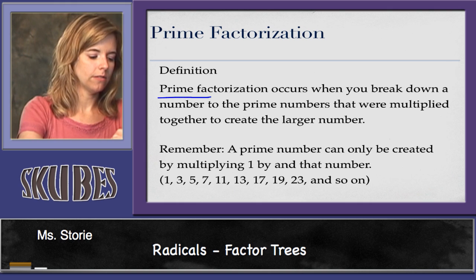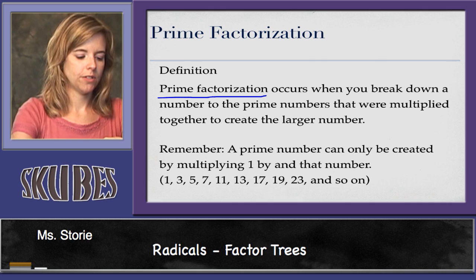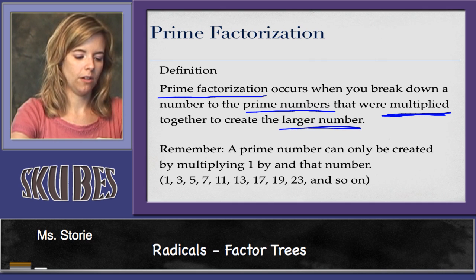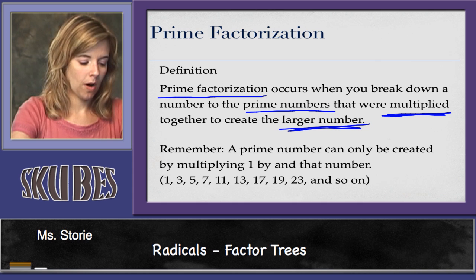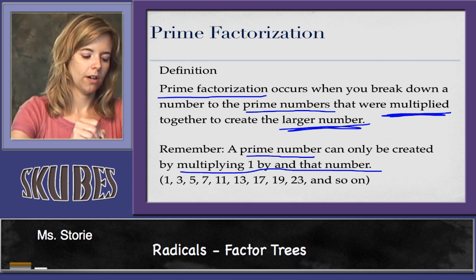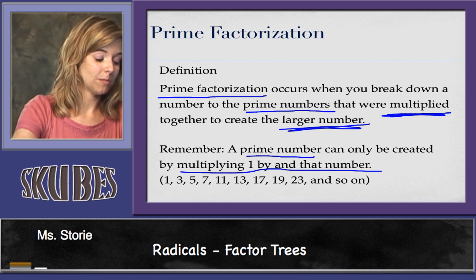Prime factorization occurs when you break down a number to the prime numbers that were multiplied together to create that big large number. And remember, a prime number can only be created by multiplying 1 by that number. And these are some examples.